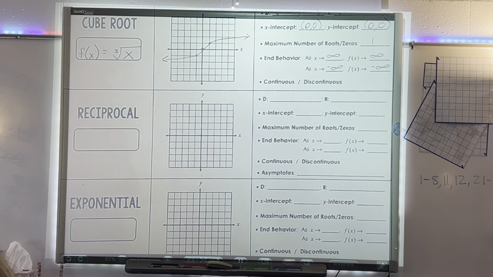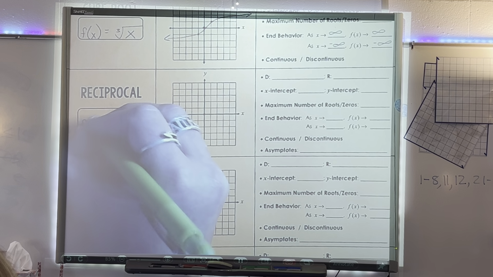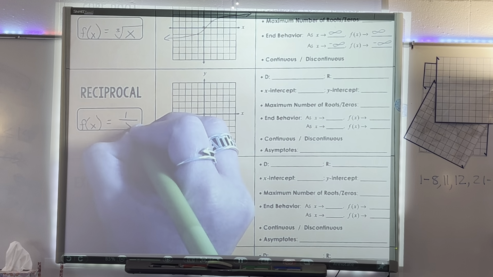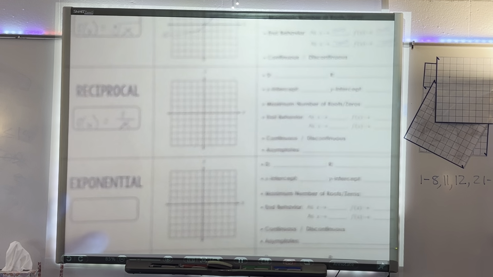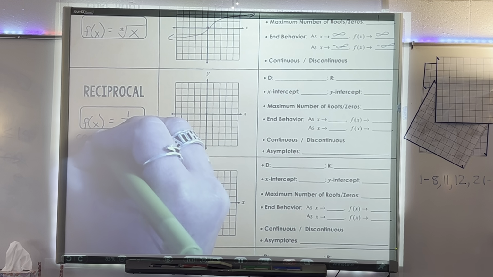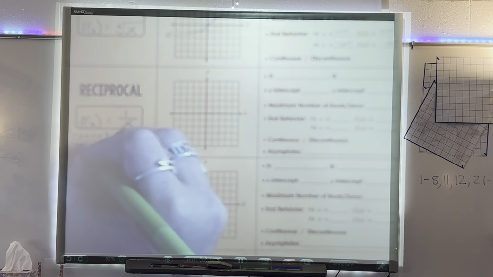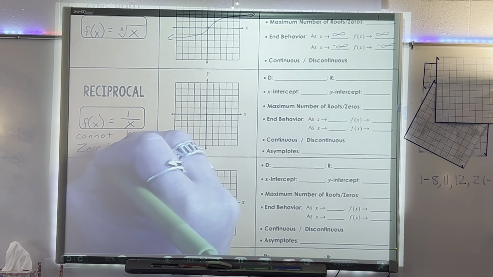All right. Reciprocal function. This one y'all have not seen before. F of x is equal to the reciprocal of x, which is 1 over x. So here, remember, you cannot have 0 in the denominator.